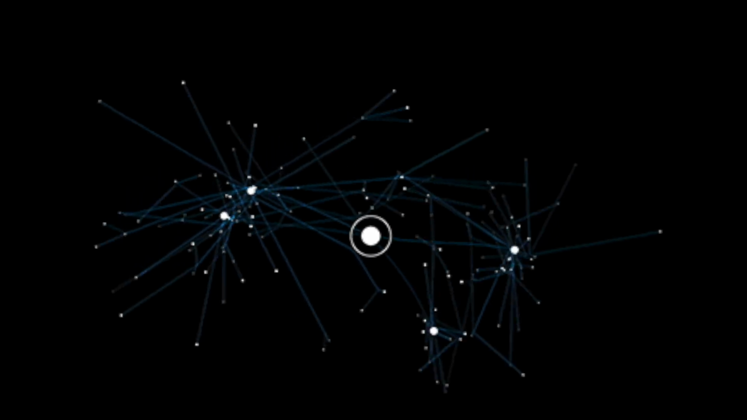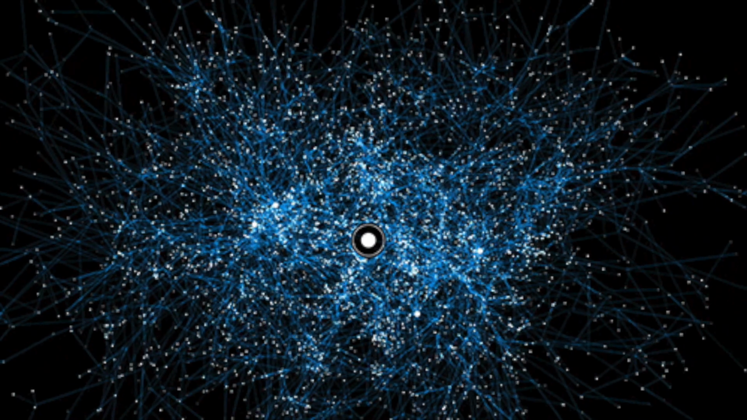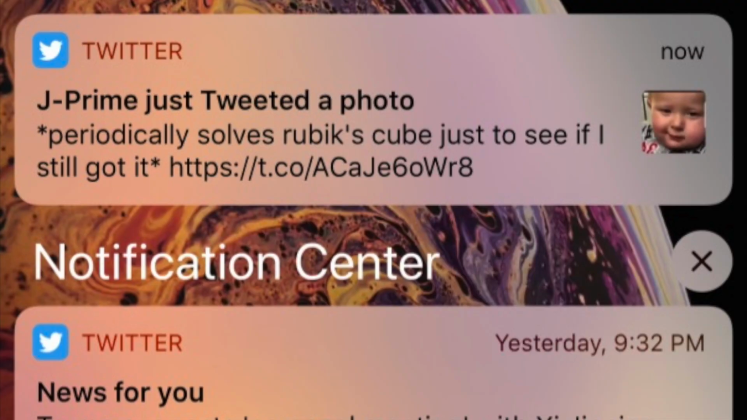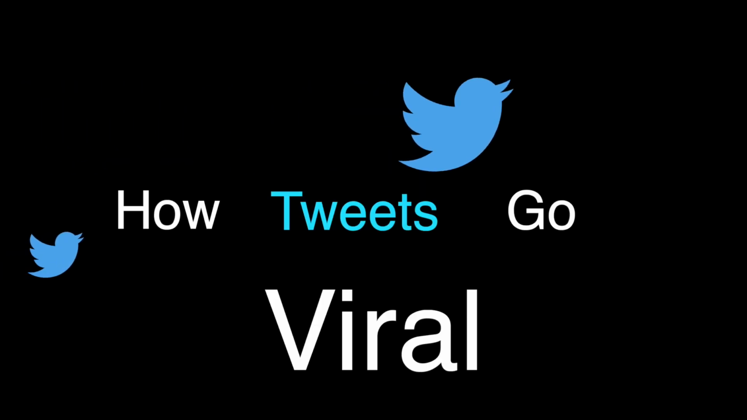It will get sent to more followers of followers, and it will show up in more notifications that give you suggested tweets. So there you have it. That is how tweets go viral on Twitter.